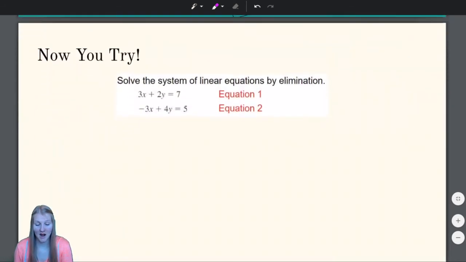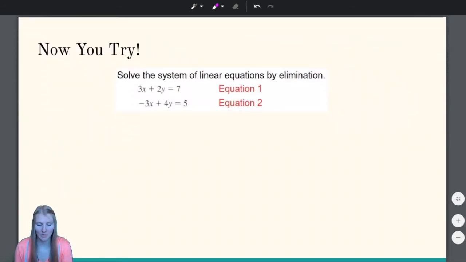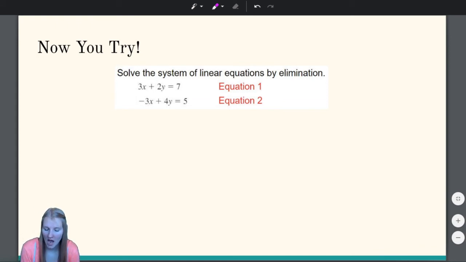Okay, now what I would like you to do is pause the video and try this one on your own. Doesn't matter if you get stuck, doesn't matter if you can't quite finish it. Do as much as you can on your own, and then unpause it and we can go through it together.